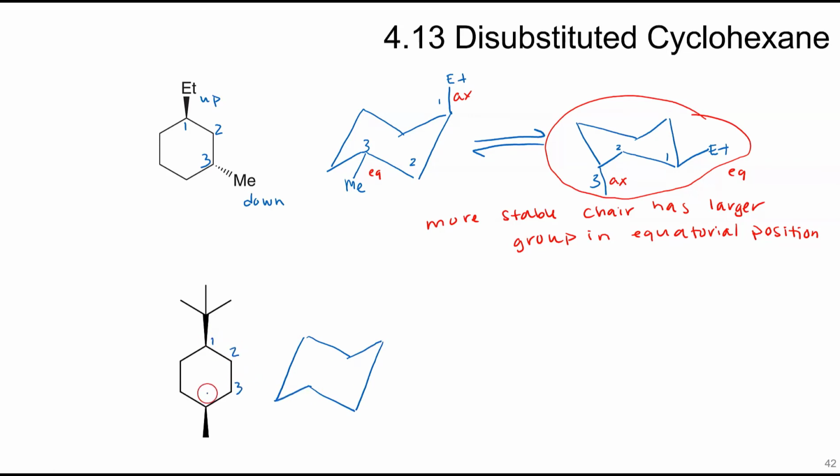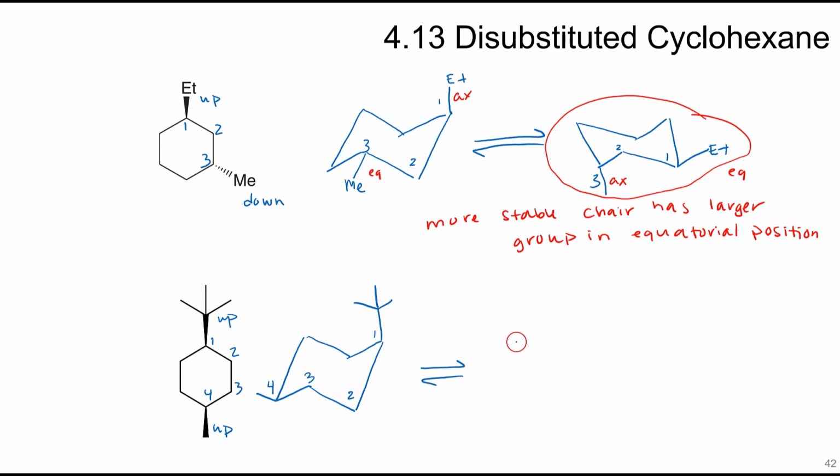All right, for this one, 1, 2, 3, 4. And you don't have to number exactly as I did. If you started your 1 at this carbon here, that's fine as long as they match each other. So at 1, I have a tert-butyl group. That's axial up. This is up also. This one will be equatorial up.